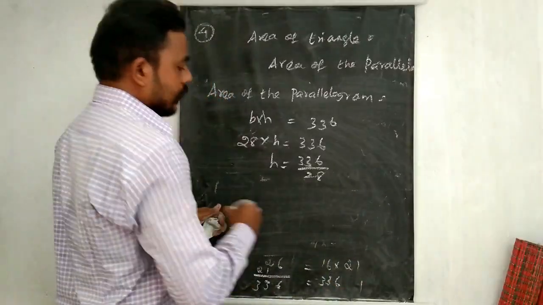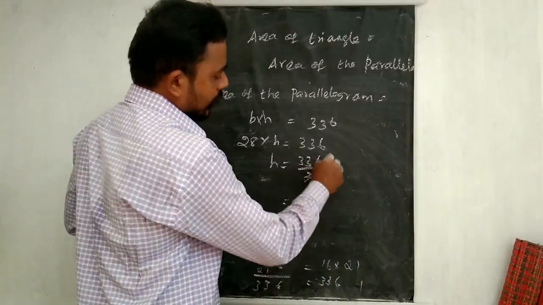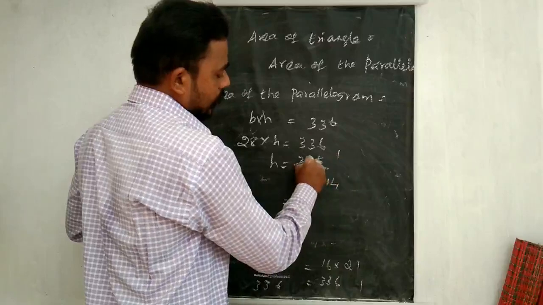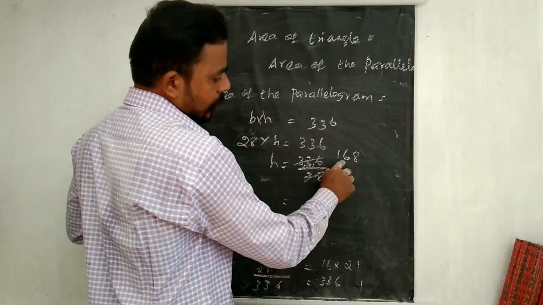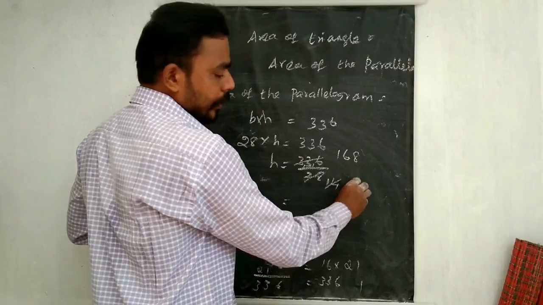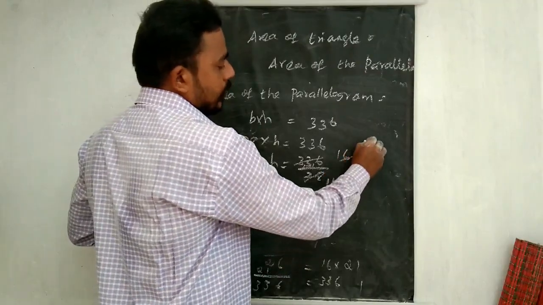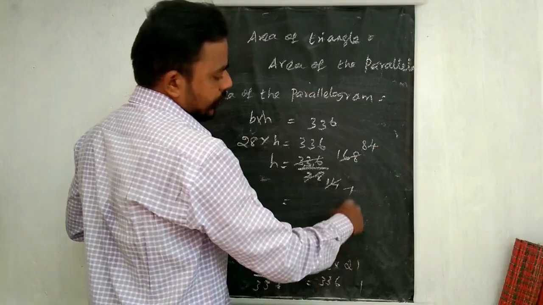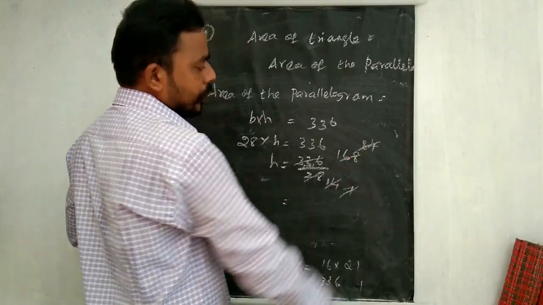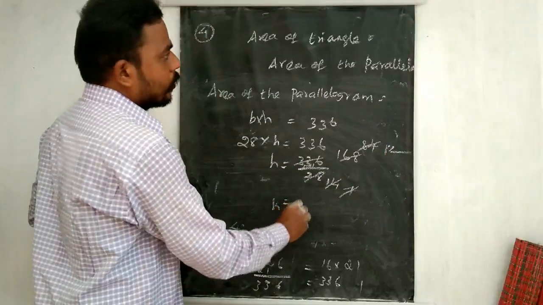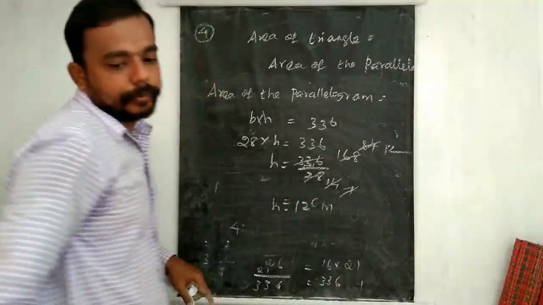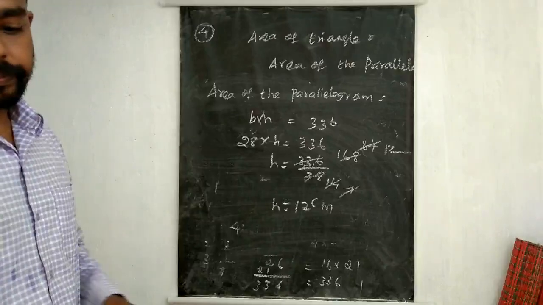For that we can cancel by 2. So 14, remaining 168. You can reduce another by 2, 7, 84. The 7 table, you can reduce to 12. So h equals 12 centimeters, so centimeter is the answer.